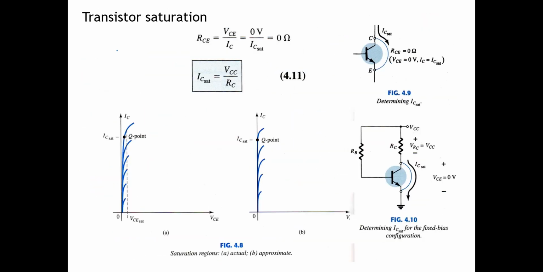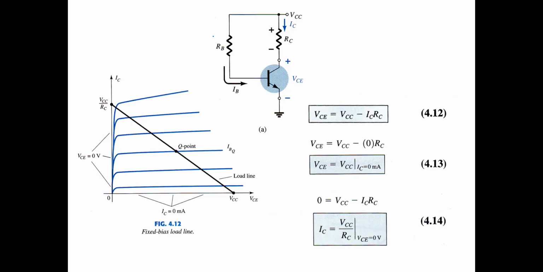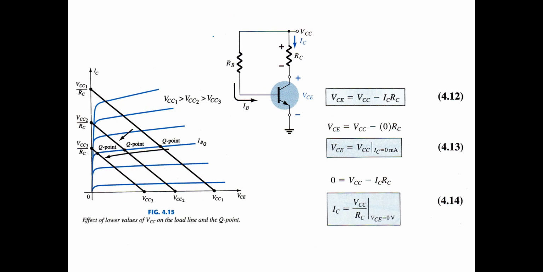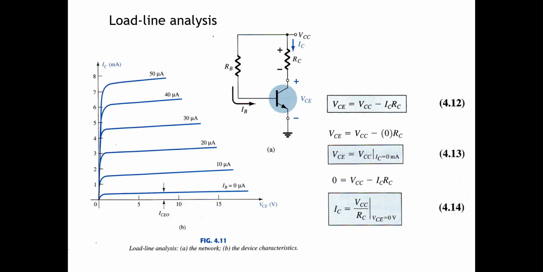volt. So we assume VCE is 0, and we get RCE equal to 0. So IC sat is VCC per RC. Okay, this is the load line. If we want to draw the BJT characteristic, we can use the load line like this one.